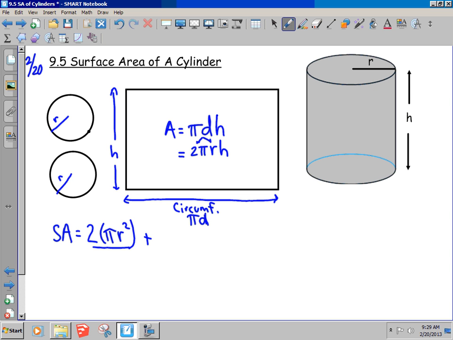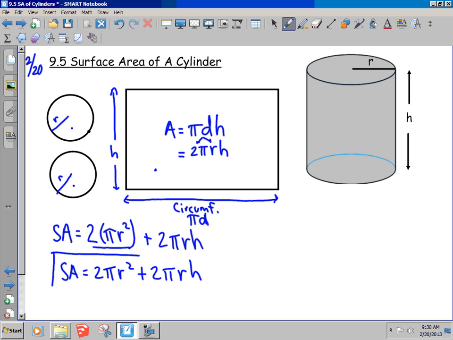Alright, so the surface area of the cylinder is the area of these two circles, represented by 2 pi r squared, plus the area of this rectangle, which is 2 pi r h. That, my friends, is the formula for the surface area of a cylinder. It looks complex, but it's easy. It makes sense. It seems like a lot, it's gonna be big numbers.